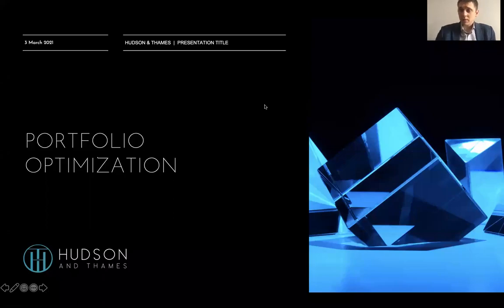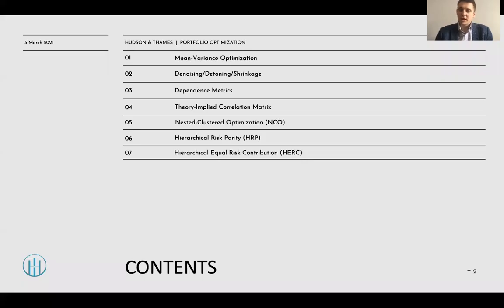Hello and welcome everyone. This is the fifth part of our financial machine learning lecture series, which is called Portfolio Optimization. So today we'll be speaking on such topics as mean variance optimization, how to denoise, detone, and shrink your covariance matrix, what kind of dependence matrices are available in financial machine learning and portfolio optimization.